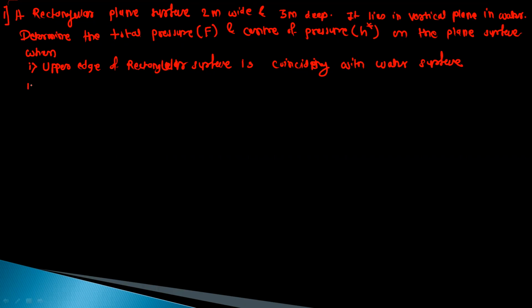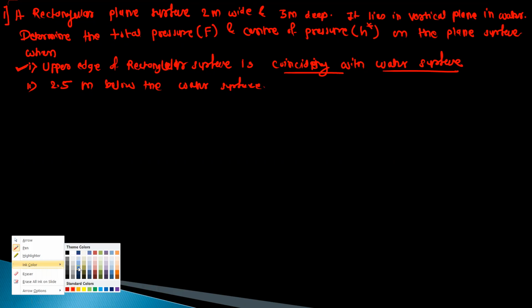And second, it is 2.5 meter. That means the upper edge is 2.5 meter below the water surface. So these are the two conditions given. Okay, so just refer to the first condition: when the upper edge of the rectangular surface is coinciding with the water surface.